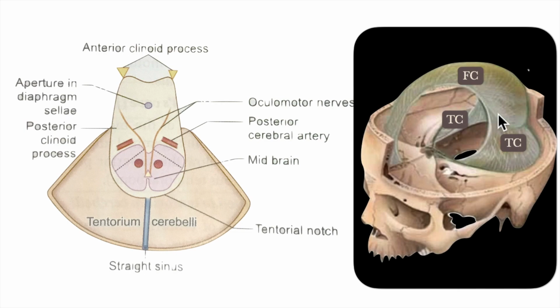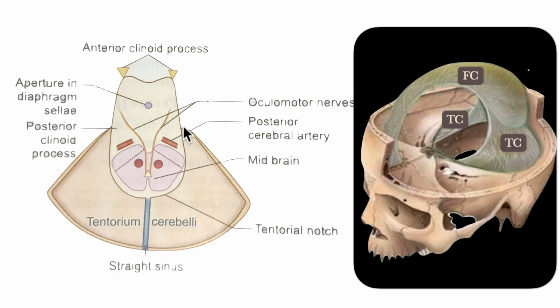See, this is the tentorium cerebelli once again. This is the free margin and this is the attached margin. So the anterior end of the free margin is attached to the anterior clinoid process, and the anterior end of the attached margin is attached to the posterior clinoid process, and it is attached along the superior margin of the petrous part of the temporal bone. This is the petrous part of the temporal bone. At one area both the margins cross each other. At this place the oculomotor nerve is going to cross.